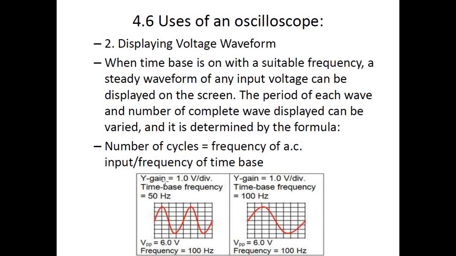This type of pattern you would see, for example, if the time base is 100 hertz and Y gain is 1 volt per division, and this was supposed to be 6 volts, so 1, 2, 3. So this type of, see, the frequency is lower. Over here the frequency is less, so you'll have more waves.